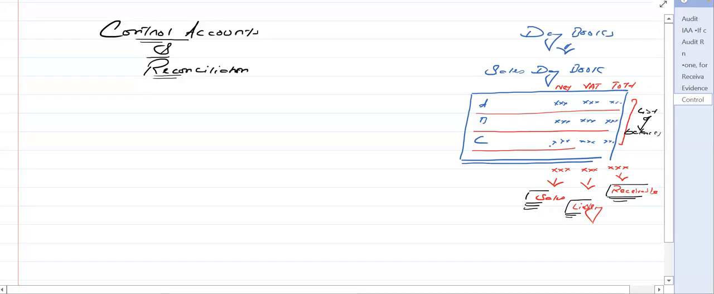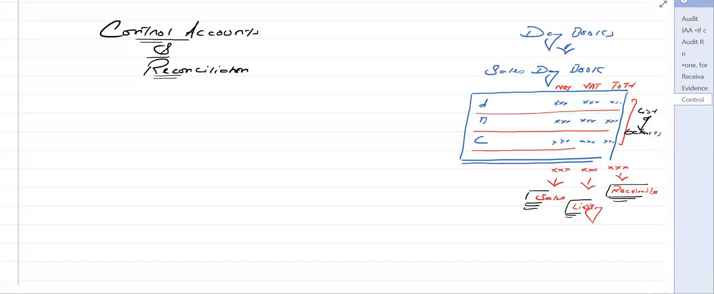Similar is the case with the purchase day book, where we have the credit purchases. There we have the purchases figure, again the VAT figure, and then the total figure of the payable. So from the day books, we get the total figures, and then we have the list of balances as well. Now, how can we relate this concept to the control accounts, and then the reconciliation?